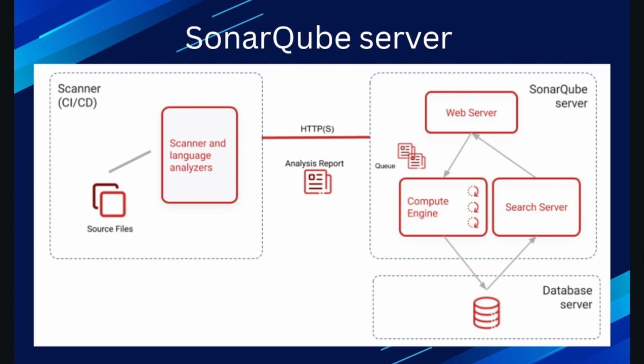Two is the compute engine. The compute engine acts as the brain that processes the analysis reports sent by the scanner. So when reports arrive, the compute engine takes the data, validates it, applies SonarQube logic, such as quality gate thresholds, etc., and writes the results to the database. Incoming processes are queued, ensuring orderly and efficient processing without overwhelming the system.